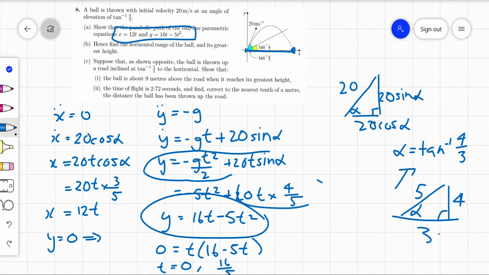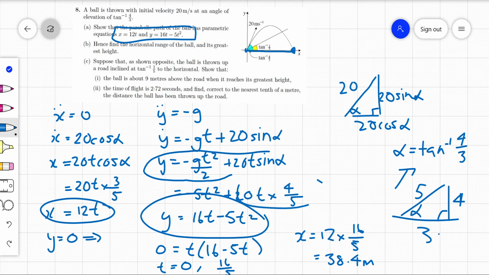So now what we can do is look at the x value at that point to see how far it's gone across. So we're looking at this equation here. So x equals 12 times 16 on 5, and that will give us 38.4 meters. Okay, so that's the horizontal range.